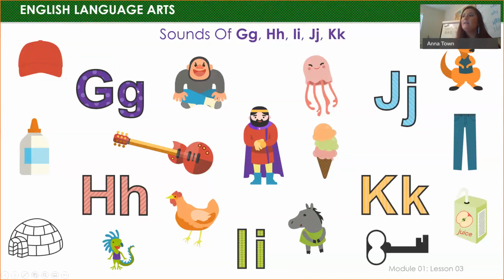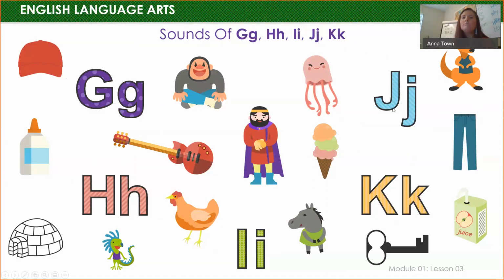Right here, we have grumpy. Grumpy has the G sound. G, G, grumpy. Guitar has the G sound. G, G, guitar. Glue has the G sound. G, G, glue. So we have guitar, glue, grumpy. Grumpy, glue, guitar.